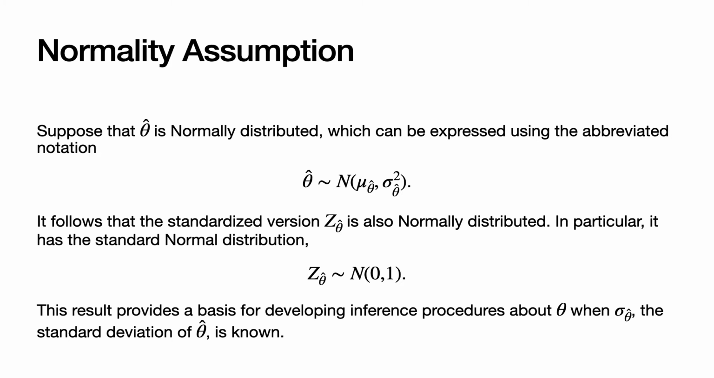All right, so if theta hat is normally distributed, it follows that the standardized version, Z sub theta hat, is also normally distributed. And because we know that the mean of Z sub theta hat is 0 and the variance of Z sub theta hat is 1, that implies then that the standardized version of theta hat, Z sub theta hat, has a standard normal distribution. This result provides a basis for developing inference procedures about theta when sigma sub theta hat, the standard deviation of theta hat, is known.